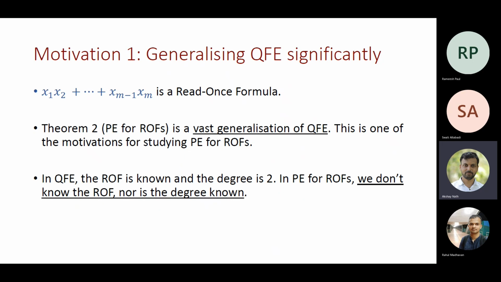And so our second result, which is PIT for ROFs, is a vast generalization of QFE. And this is one of the motivations for studying this problem, PIT for ROFs. Now, to quickly compare QFE with PIT for ROFs: in QFE, we know the ROF, it's the one that I just showed you. And we also know that the degree of the polynomial is just 2. But in the case of PIT for ROFs, we don't know what the ROF is. We don't even know what its degree is. So as you can imagine, PIT for ROFs is significantly more difficult than QFE.